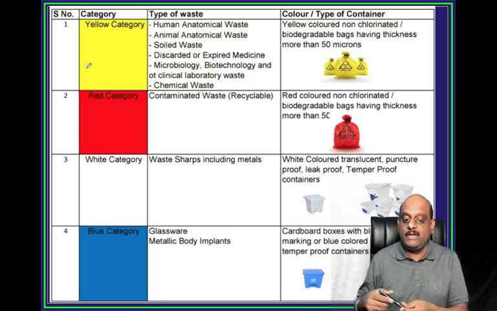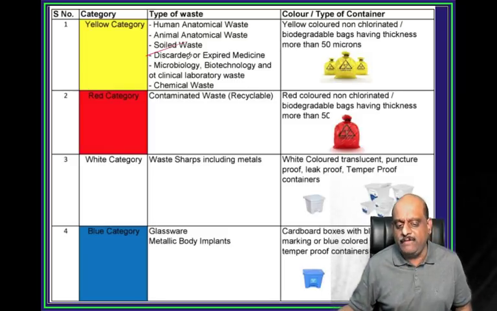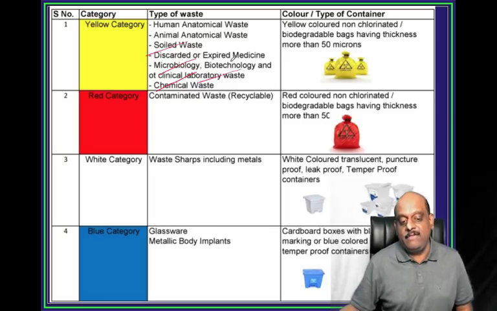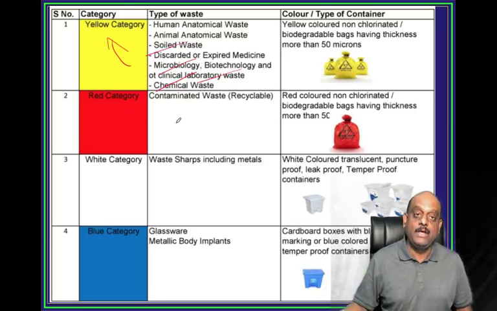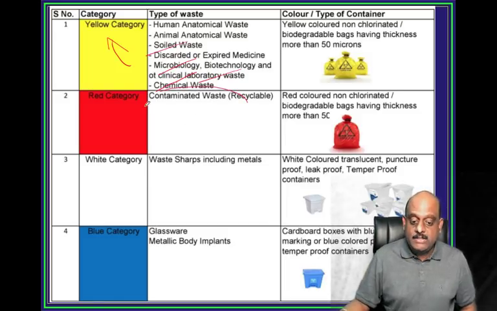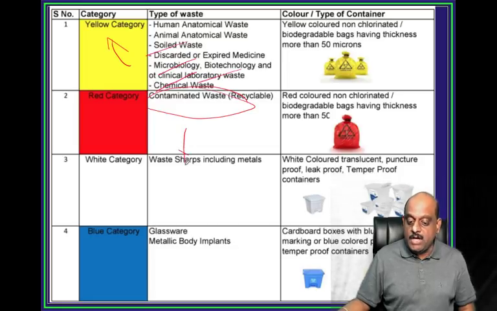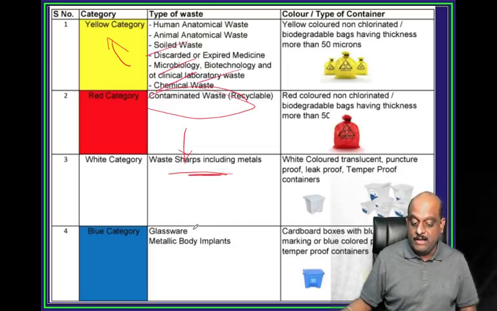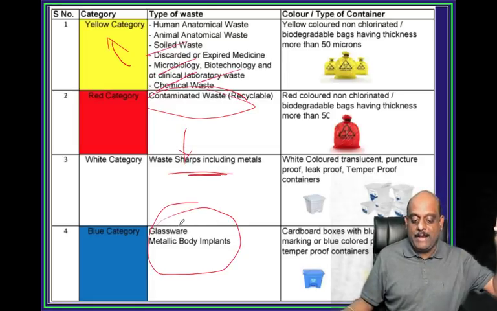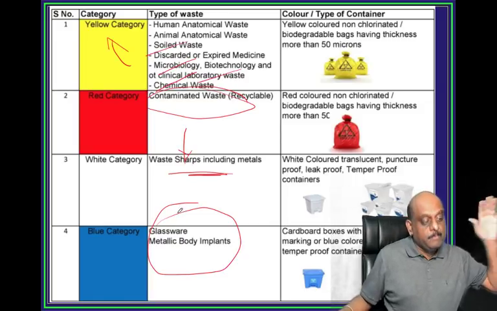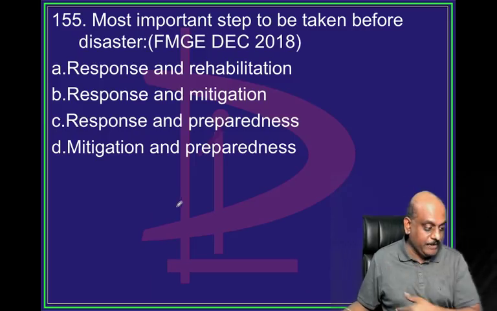Human anatomical waste, animal anatomical waste, soiled waste, chemical waste, microbiology waste, laboratory waste: yellow bag. Recyclable contaminated waste: red. Waste sharps including metals: white. Glassware, metallic body implants: blue is what you need to remember.